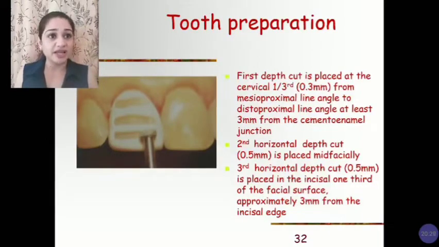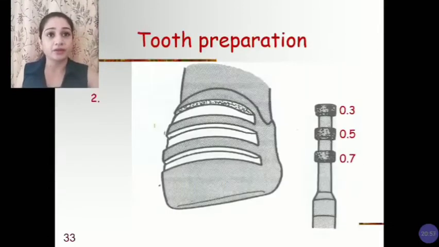First depth cut is placed on the cervical 1/3, that is 0.3 mm, from mesioproximal line angle to distoproximal line angle, at least 3 mm from the cemento-enamel junction. Second horizontal depth cut, 0.5 mm, is placed mid-facially. Third horizontal depth cut, 0.5 mm, is placed in the incisal 1/3 of the facial surface, approximately 3 mm from the incisal edge.